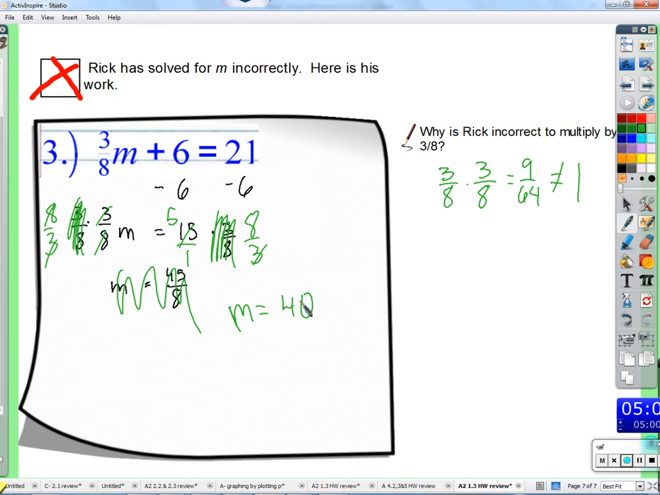Watch out. Here's this person multiplying by the fraction. Right? Then don't do that. You can divide by 3/8, right? Because that's the same as multiplying by 8/3. And don't multiply by 3/8 or whatever the fraction may be.